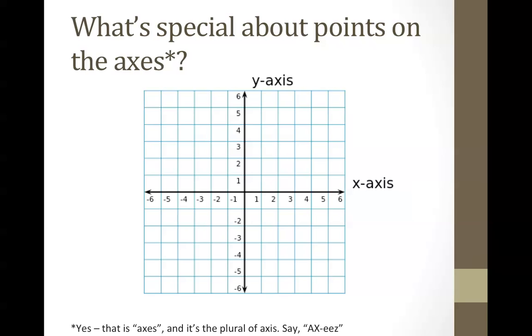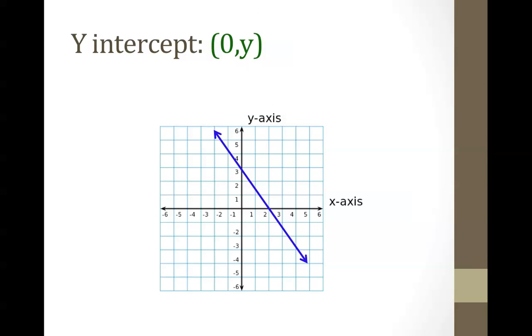Next, let's look at the y-axis and see what's special about the points in the y-axis. This point is 0, 1, 0, 2, 0, 3, 0, 4, 0, 5. We notice that for all of these points on the y-axis, they have the general form 0, y. So the y-intercept, since it's one of these points on the y-axis, will have the general form 0, y. For this particular line, the line crosses the y-axis at 0, 3. So 3 is the y-intercept.